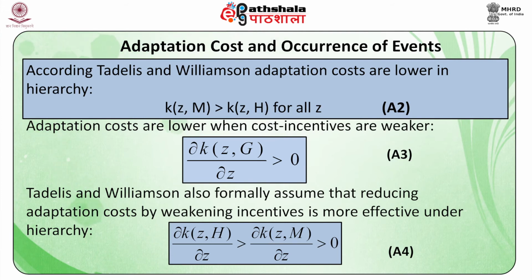As per this assumption, under any ownership structure whatsoever, as the incentive intensity goes up, the insistence on compensation by the supply side will impose higher adaptation cost. Tadelis and Williamson also formally assume that reducing adaptation cost by weakening incentives is more effective under hierarchy. That is, dKZH upon dZ is greater than dKZM upon dZ, which is greater than 0. In TCT, the symmetric approach to adaptation assumes that the supplier never initiates a need for adaptation.